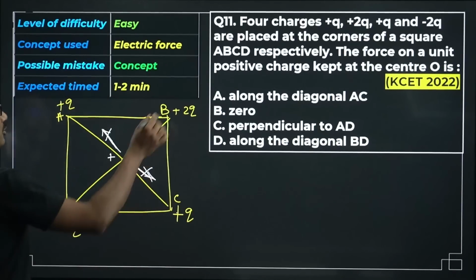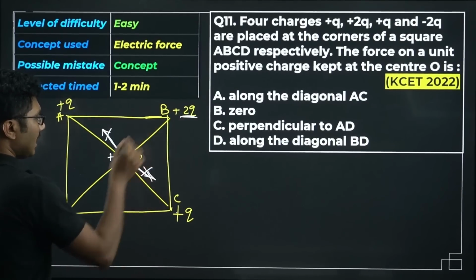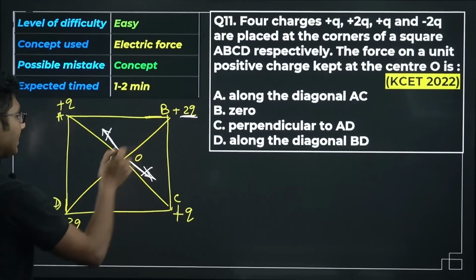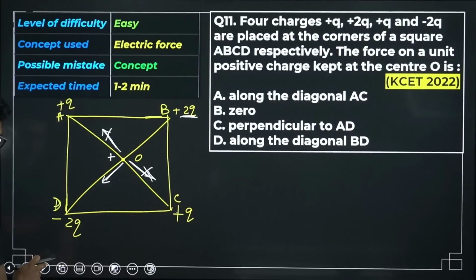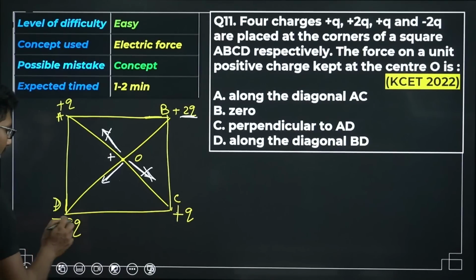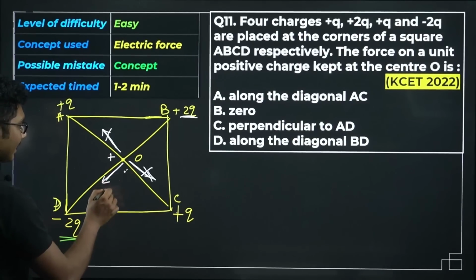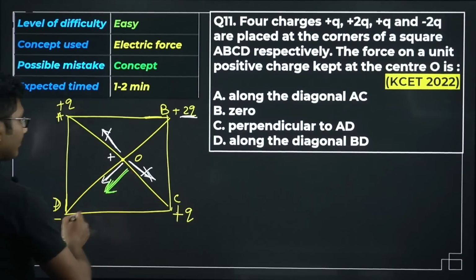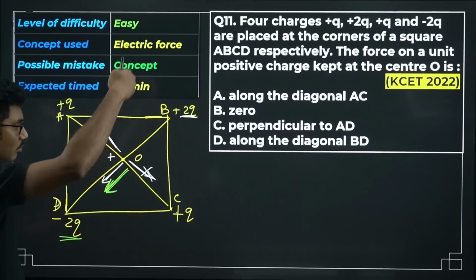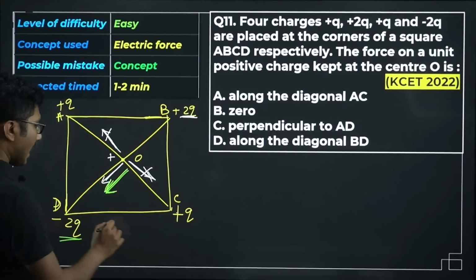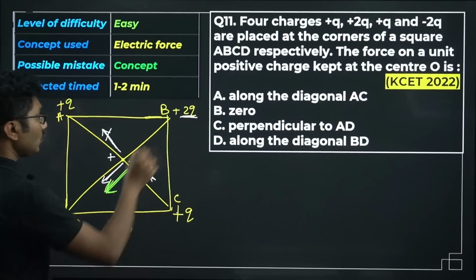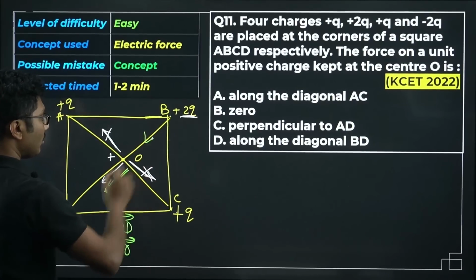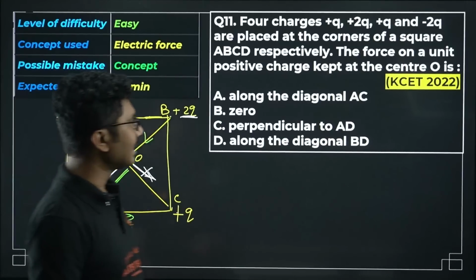Now what about this positive charge? This positive 2Q charge will repel it in this direction. And what about this minus 2Q charge? This 2Q charge will attract it in this direction. So both of the forces due to this diagonal are along OD, or BO, both in the same direction, right? So either BO or OD. Now let's see the given options.